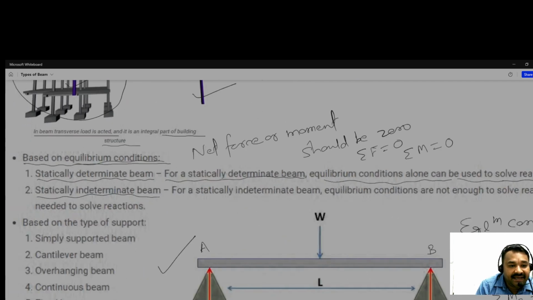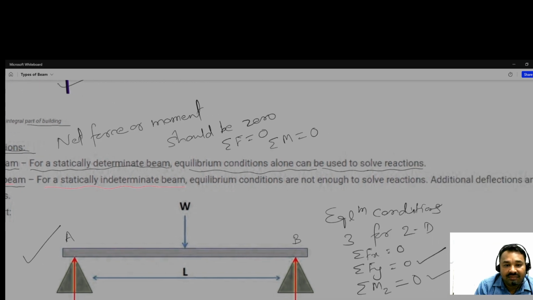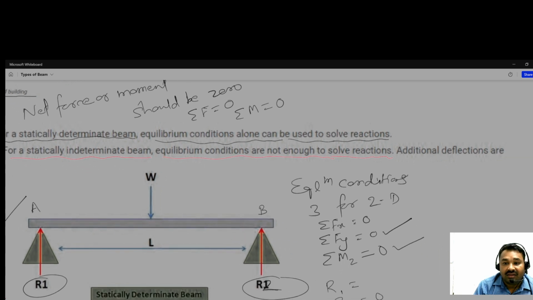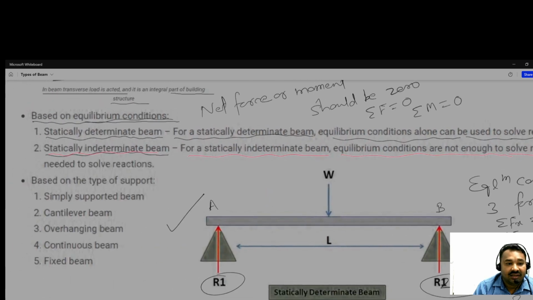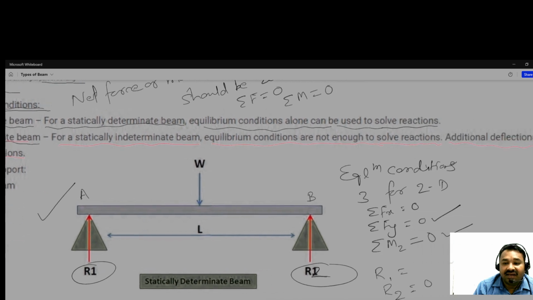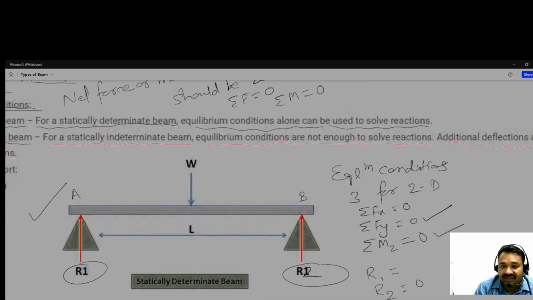What about the indeterminate beam? For the statically indeterminate beam, equilibrium conditions are not enough to solve reactions. Additional deflection equations are needed to solve. We are not going into that, but a deflection equation is required, meaning these three are not enough. Okay, these three are not enough.